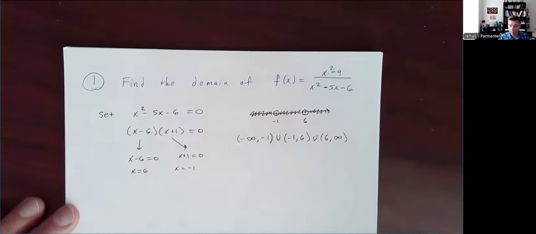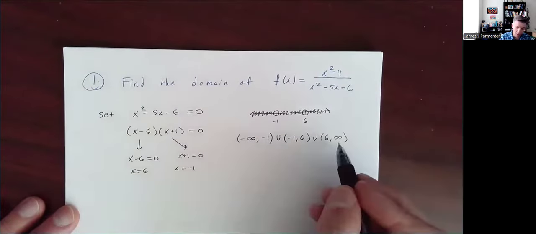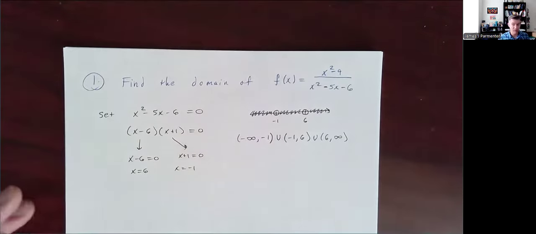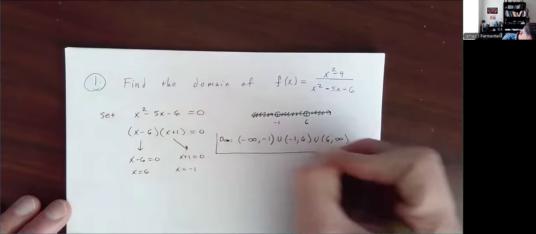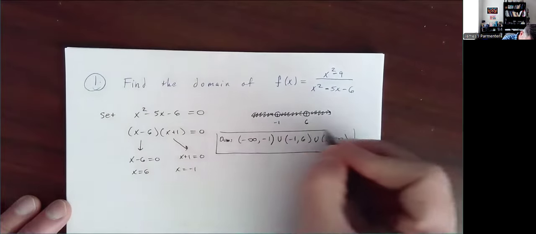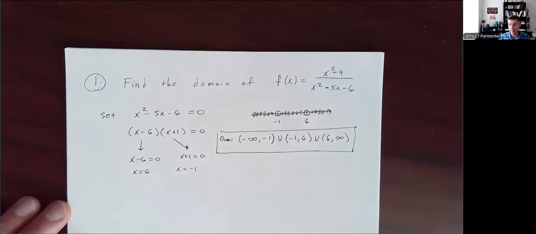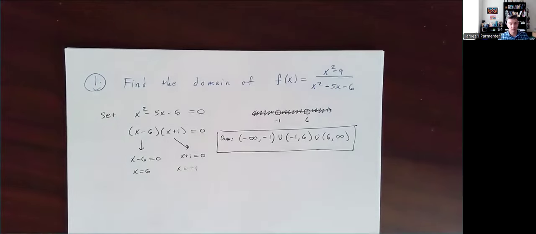Something noteworthy here: negative infinity and infinity always get a parenthesis because they're not actually real numbers, so we can't ever include them. We're just saying we go further left and further right. So there's our domain. That's it. That's all there is to it. We didn't even think about what was going on in the numerator.